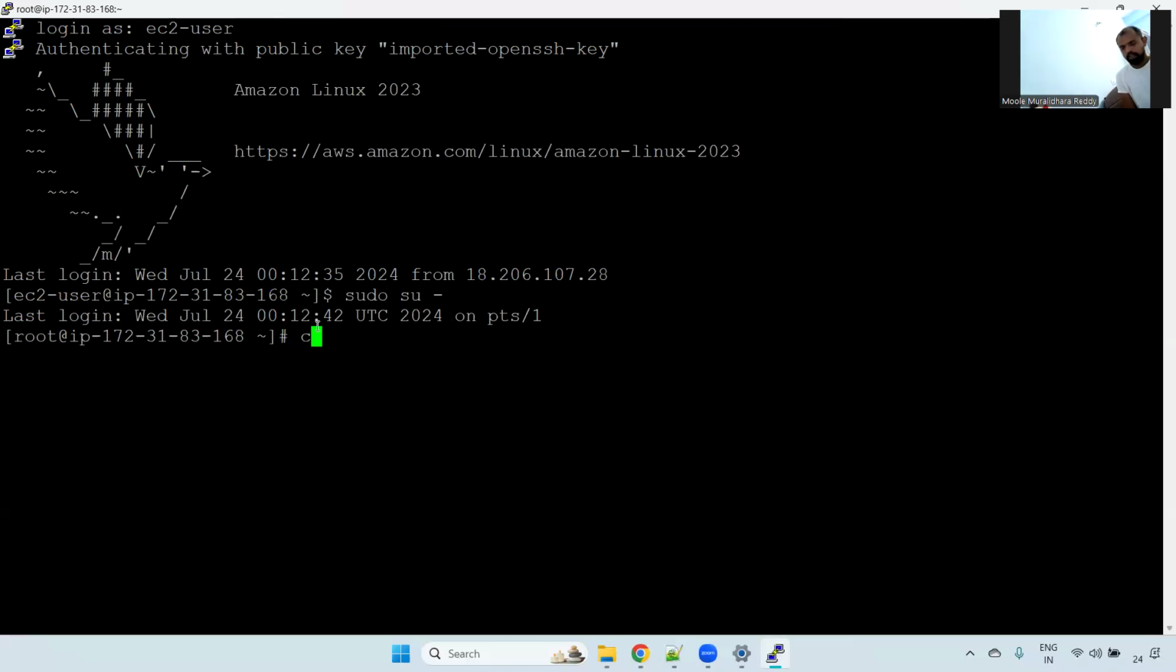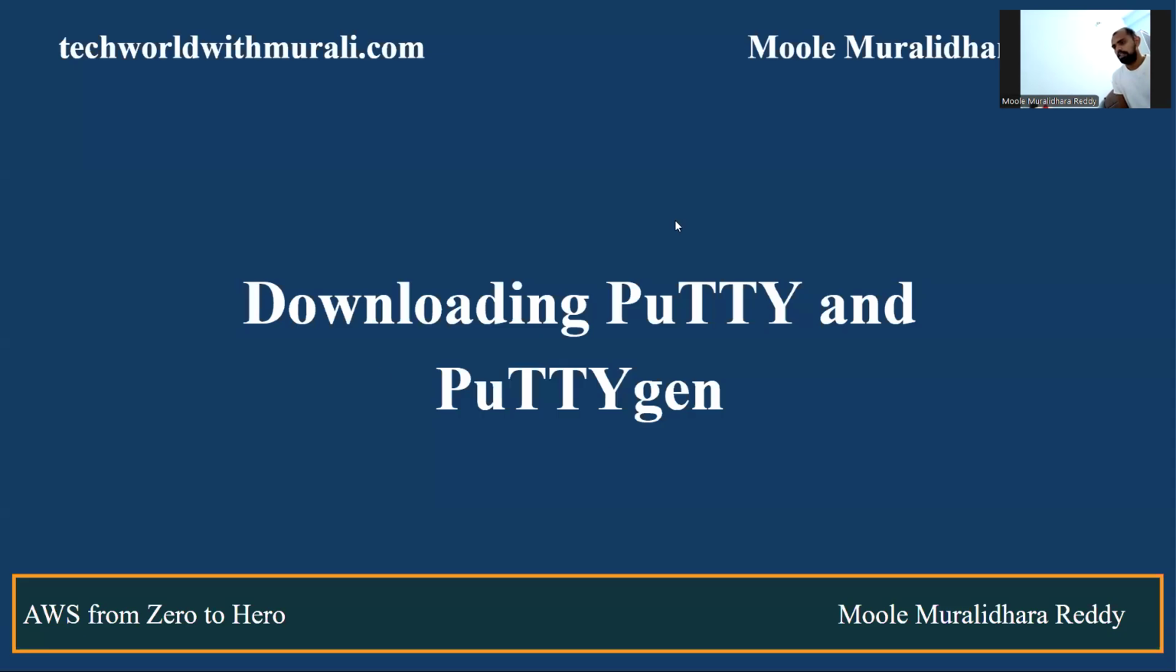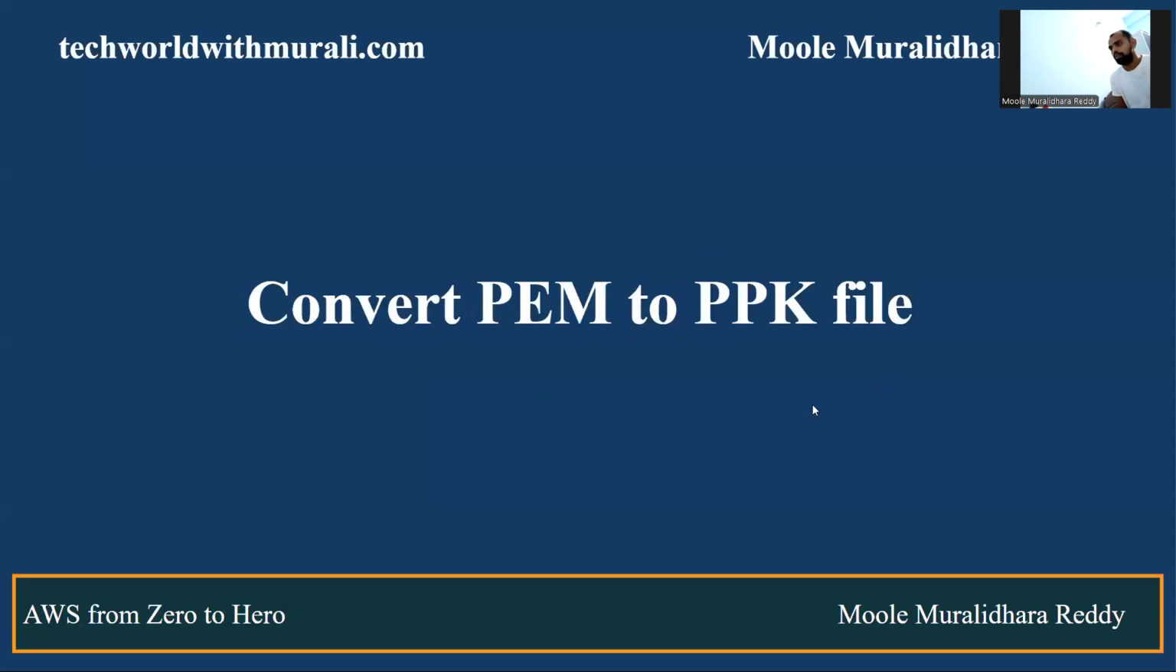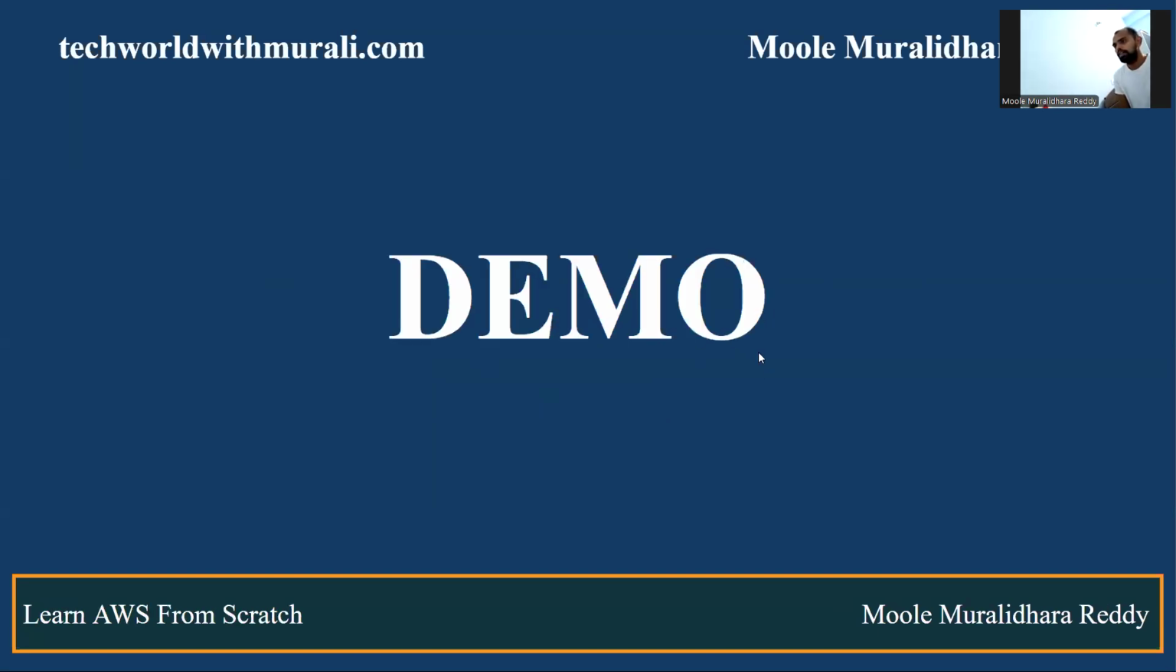Any questions? Okay, you can see it. Download PuTTY is completed. Convert PEM to PPK is completed. And now I'm connecting to the Linux server. Okay, that was also completed.